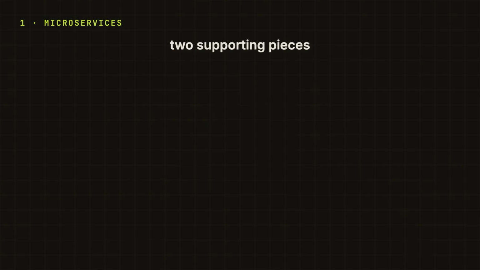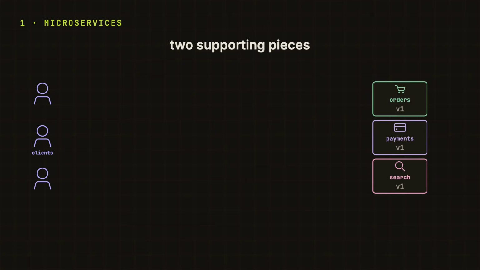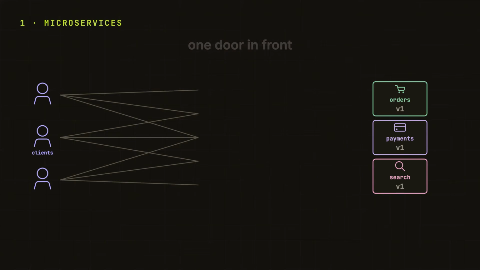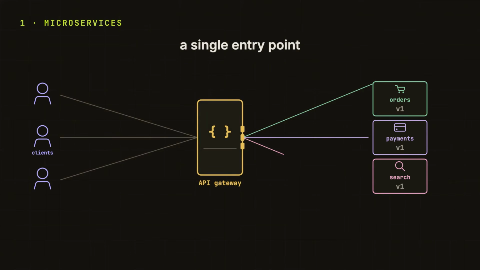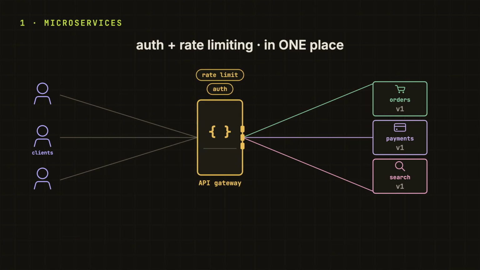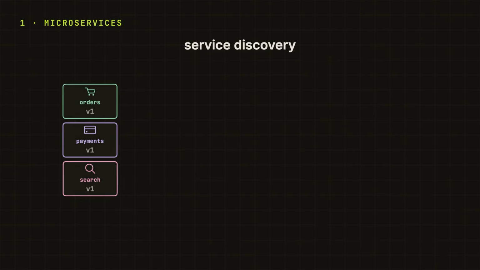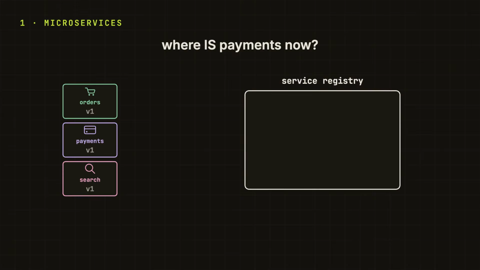And two supporting pieces you will hear about. First, with hundreds of services, the client should not talk to each one directly. So you put an API gateway in front, a single entry point that receives all requests and routes them to the right service, and also handles shared jobs like authentication and rate limiting in one place. And second, service discovery. Since services start, stop, and move around constantly, they need a way to find each other's current address automatically. And that is what a service registry does.